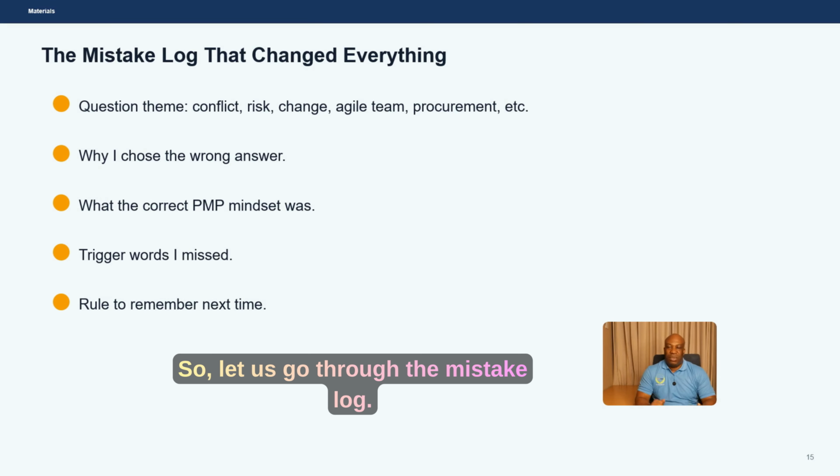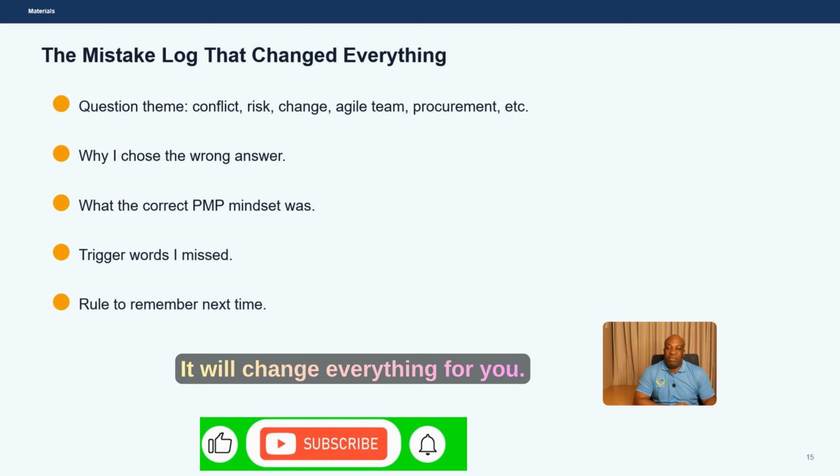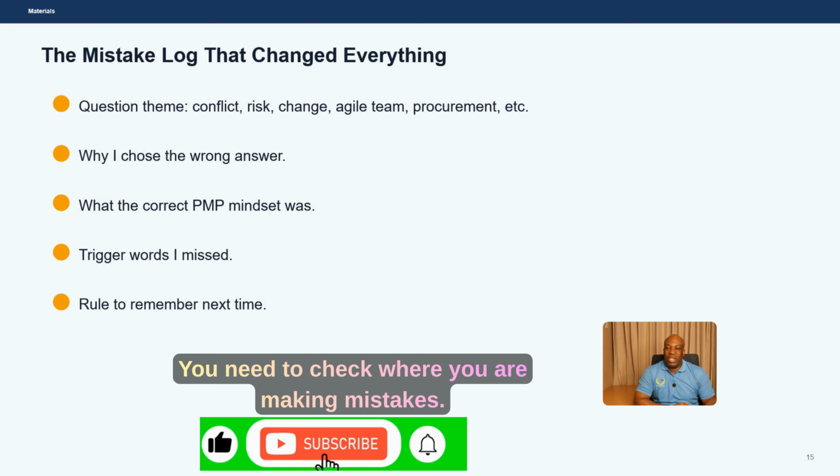So let us go through the mistake log. What are we trying to achieve when we are going through this mistake log? I can tell you this thing is very important. It will change everything for you. You need to check where you are making mistakes.